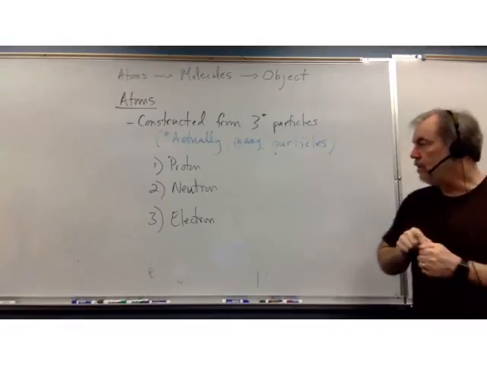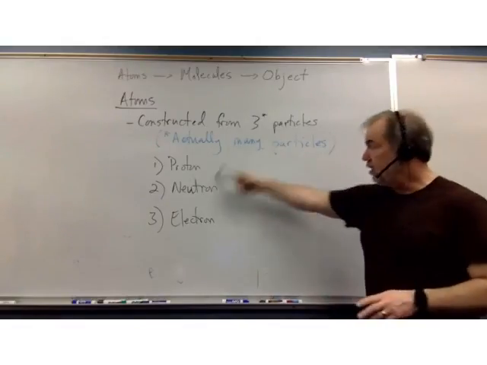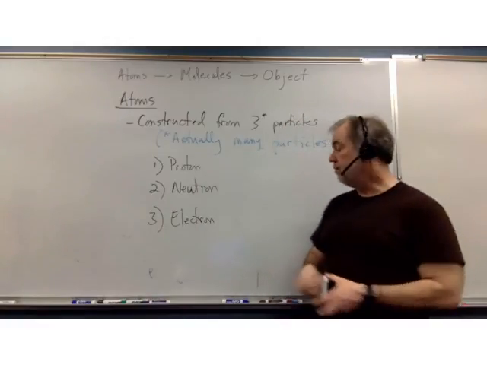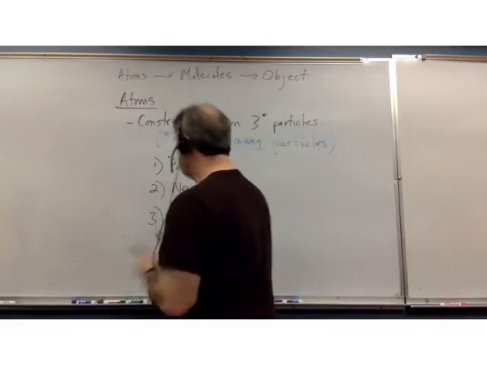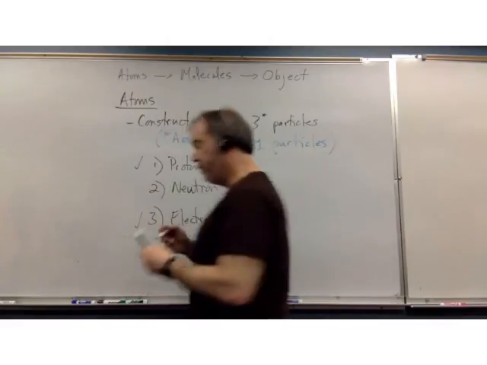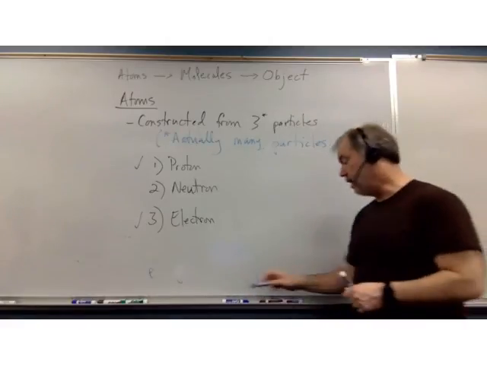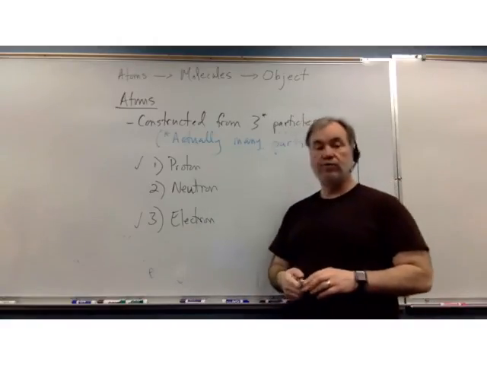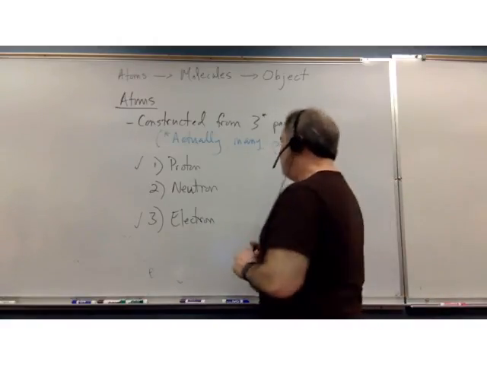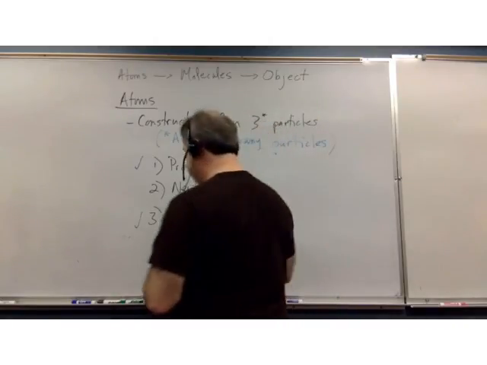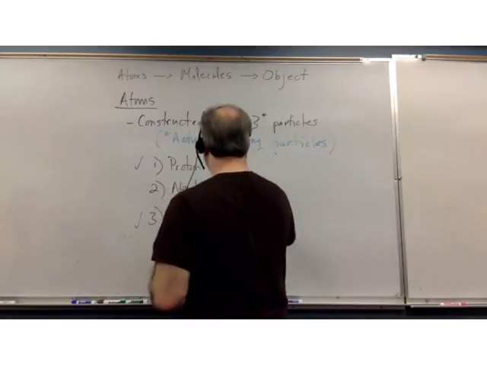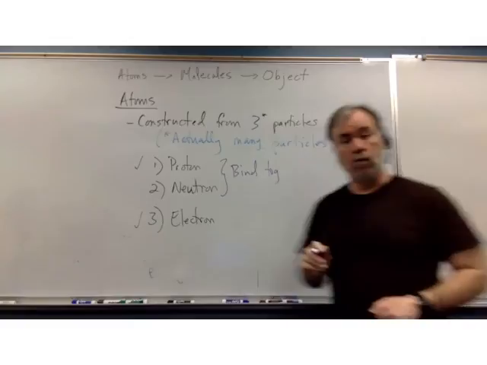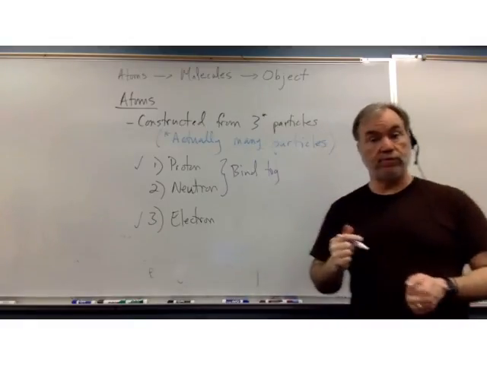Most of the properties that we are going to discuss in this course can be understood from considering just these 3, and indeed, for the most part, pretty much every question that we're going to ask in this course can be answered by only considering the proton and the neutron. The proton and the neutron together bind together, meaning that they stay close to each other by some sort of a force.